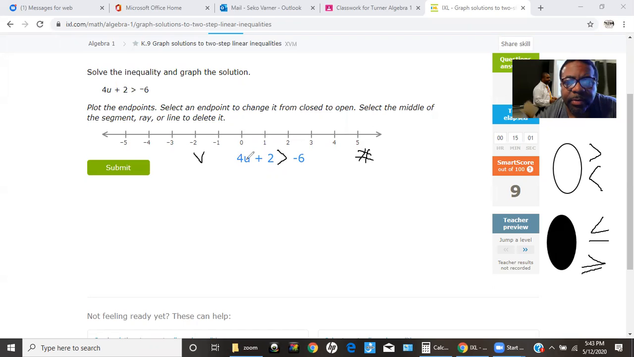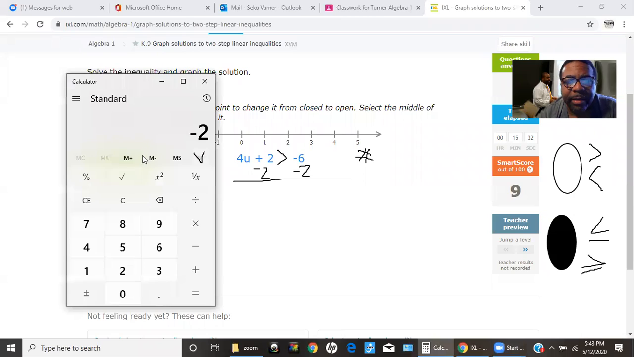So the first thing we want to do is to move the +2. We want to have this +2 on this side. And the way we're going to do it is we're going to do its inverse operation, or we're going to do the opposite. So this is a +2. The opposite of a +2 is a -2. So we're going to subtract 2, or -2, on both sides, okay?